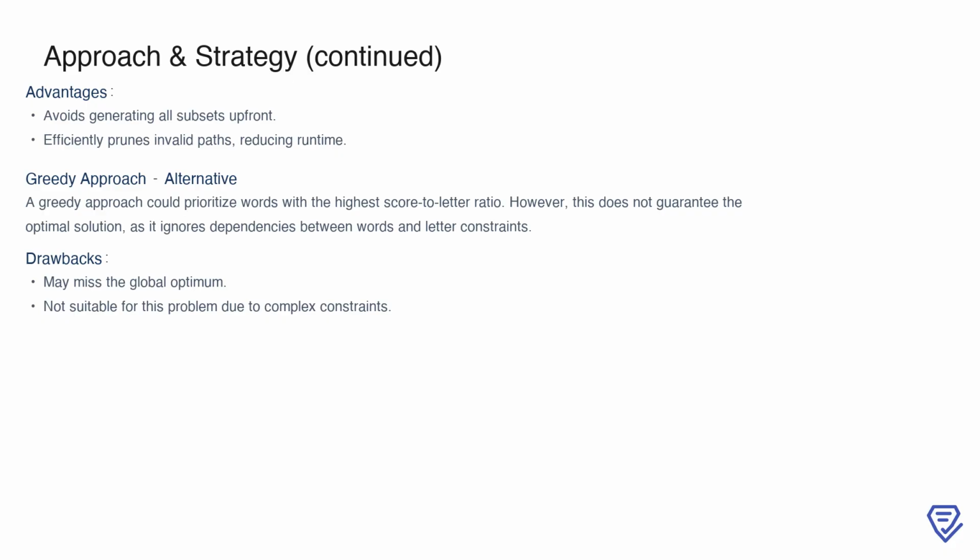of computation time. As an alternative, a greedy approach could be considered, where we prioritize words based on their score-to-letter ratio. While this might seem efficient, it comes with major limitations. Greedy algorithms often fail to account for dependencies between words and the constraints imposed by limited letter availability. This means they are unlikely to find the globally optimal solution in this problem. As a result, the greedy approach is not well suited here, given the complexity of the constraints and the need for accuracy in maximizing the score.